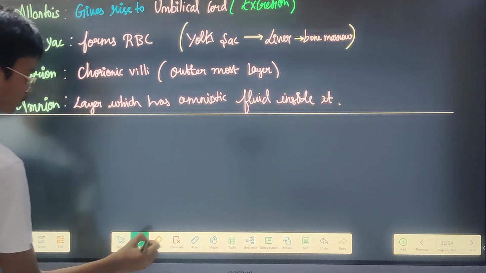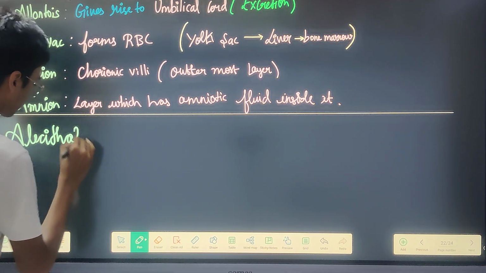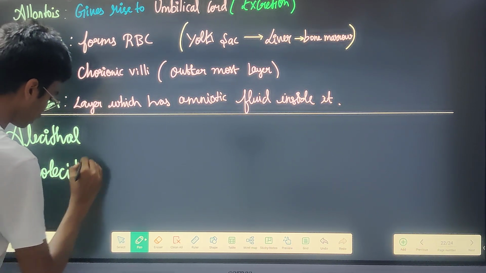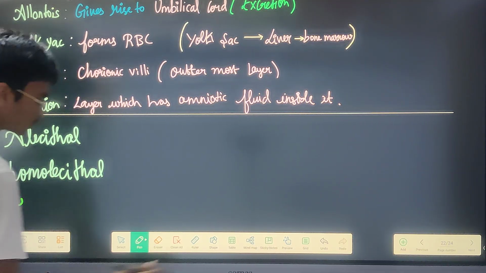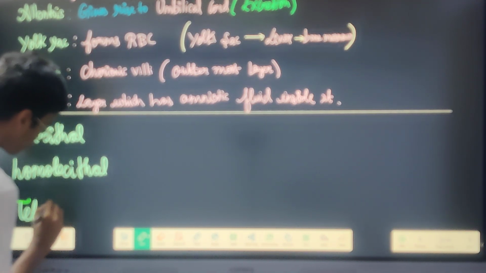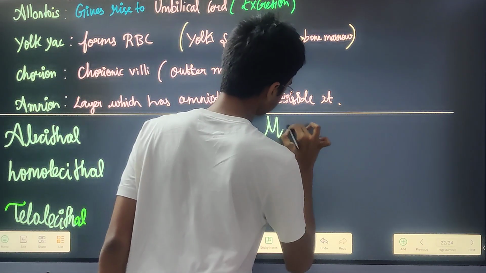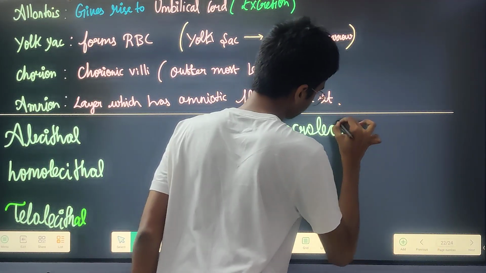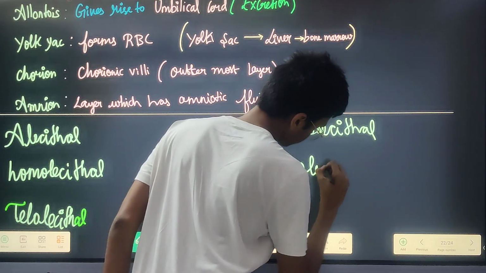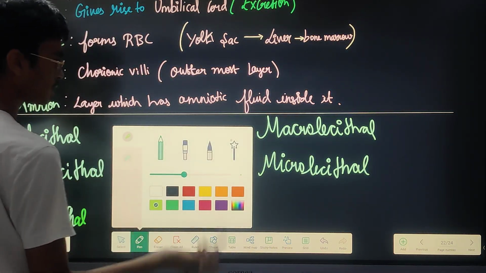Okay, so we are having alecithal, then homolecithal, then telolecithal, then macrolecithal, and then at last but not the least, microlecithal.